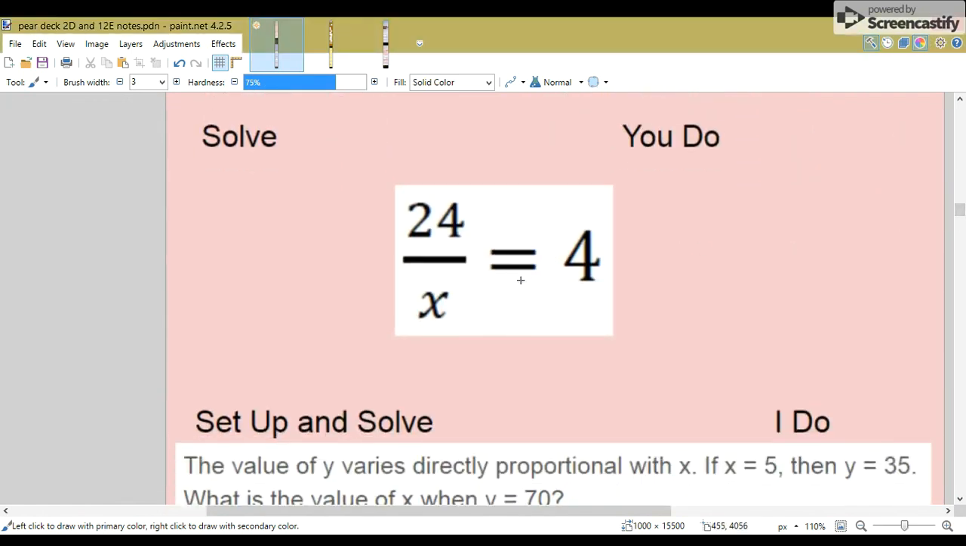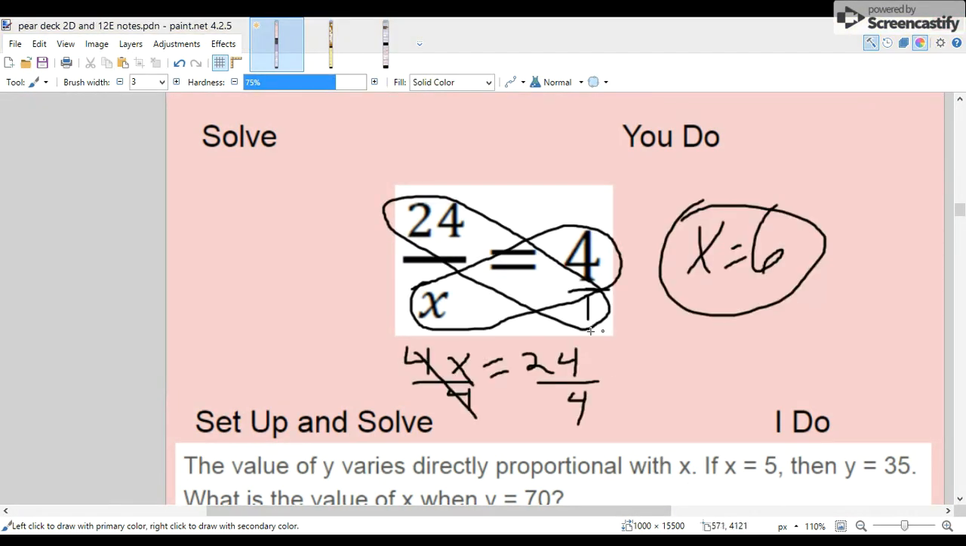On your Pear Deck slide, try this one. 24 divided by x equals 4. What is x? Pause the video, try this one. If you got x equals 6, you're correct. Cross multiply, divide each term by 4.